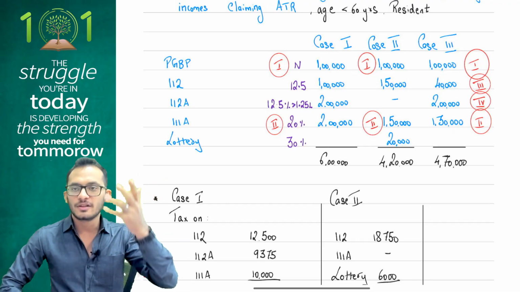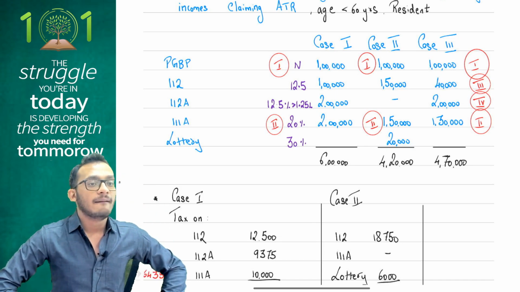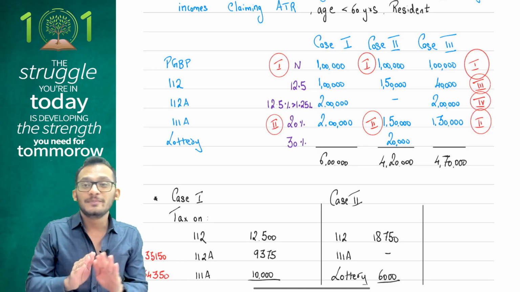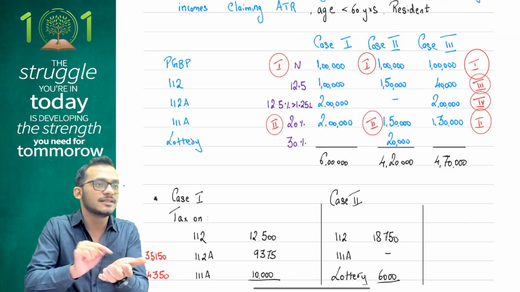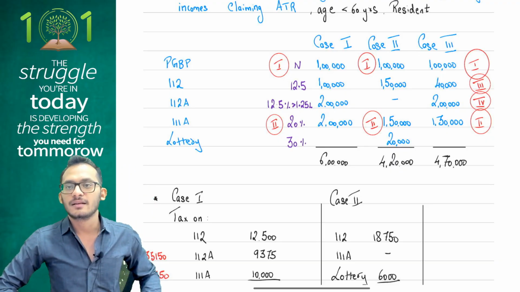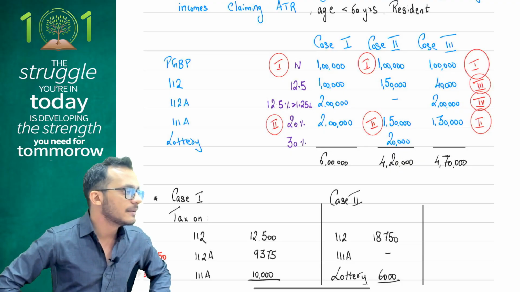PGBP anyway is zero because it will go to slab, so I can't claim rebate on that. Where all can I claim my rebate? 112 and 111A. These are the two incomes in which I can claim my rebate, which means I will try to tax this much income so that my rebate gives me 12,500.